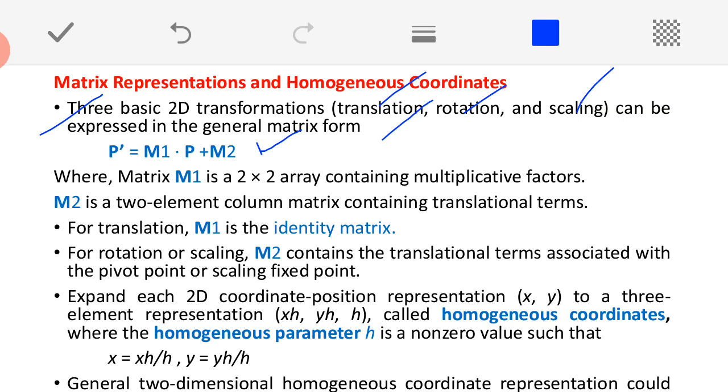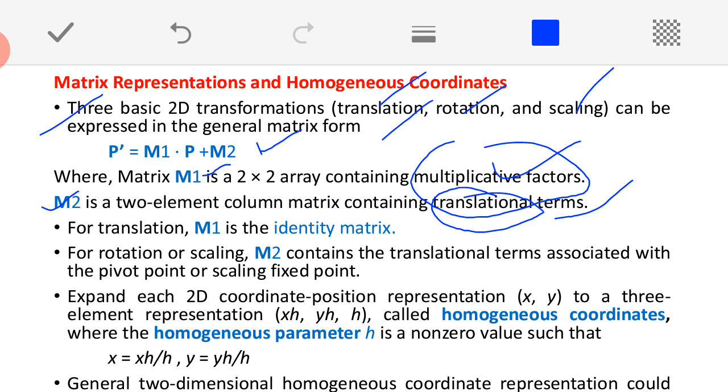The M1 and M2 are what? The matrices. M1 is a 2 cross 2 matrix containing the multiplicative factors, and M2 is also what? A column matrix containing the translational terms. Is it clear? So, in that M2 we will be having the translation factors, then in M1 we will be having what? The multiplicative factors which belong to either rotation or scaling.